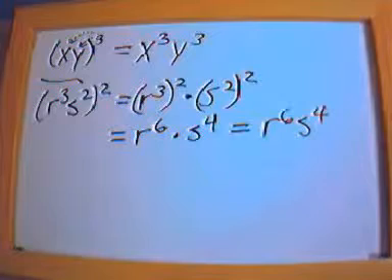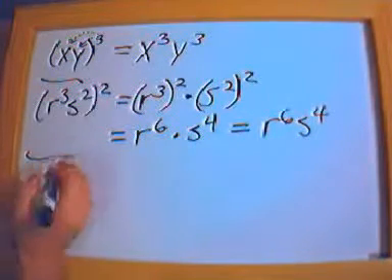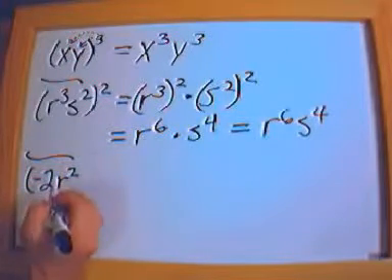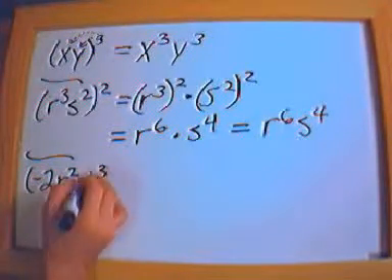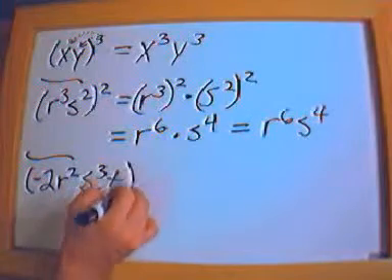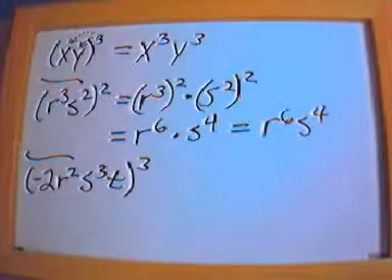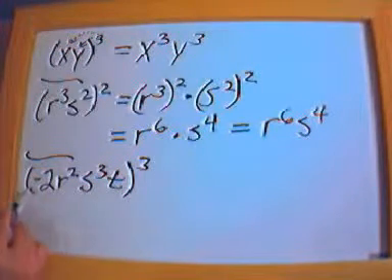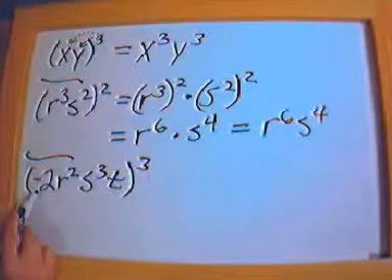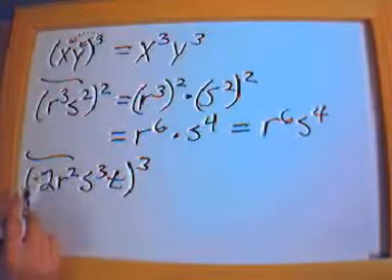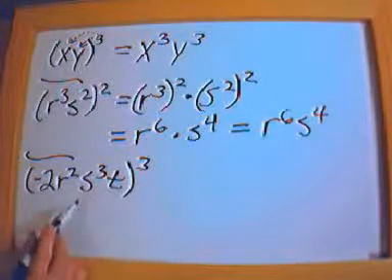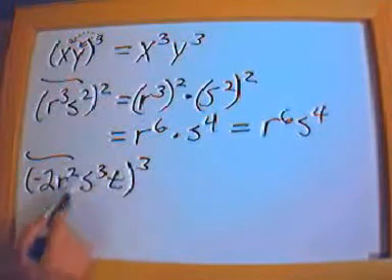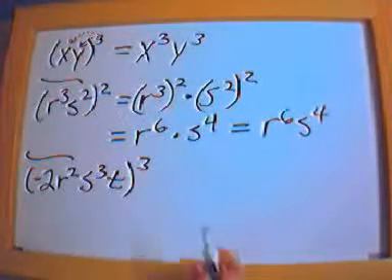Okay? Now what if I have something like negative 2 r squared s to the third t all raised to the third power? Again, everything in here is multiplied together. I can't simplify the inside at all, because they're all different variables. We've got a 2, an r, an s, and a t. There's no way I can simplify this, but when this exponent gets applied to the whole thing, it's applied to each thing individually, kind of like the distributive property.